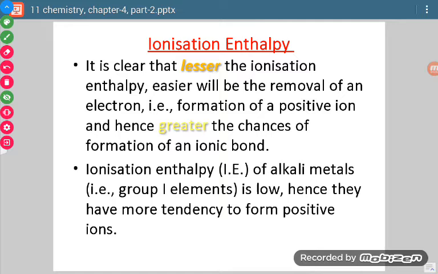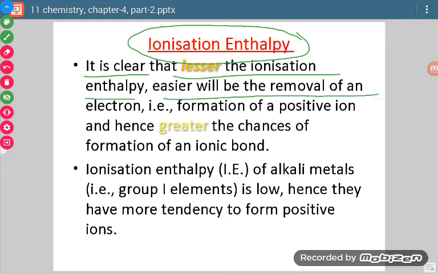Now see, this is that energy which is to be provided. If we have to provide less energy, then it is good for us. So it is clear that the lesser the ionization enthalpy, the easier will be the removal of an electron. So positive ion formation will be easier, and there will be more chances of formation of an ionic bond. So we have to choose such atoms for which ionization enthalpy values are low.